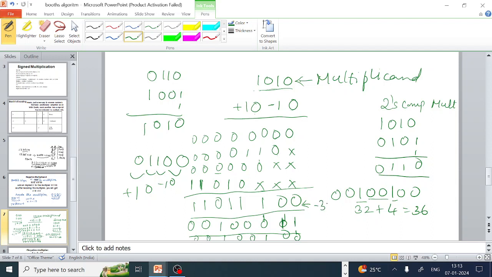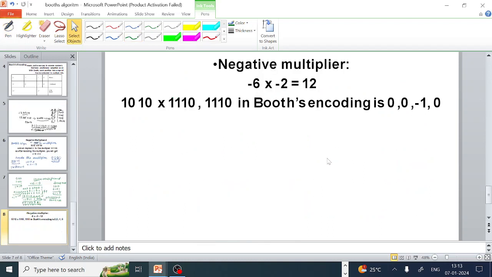This is minus 36. So this is how you will be recoding your numbers, and you will be multiplying with the recoded bits, the multiplicand, and finally all these that you have got are your partial products. Okay. So next we will see when your multiplier is a negative number.